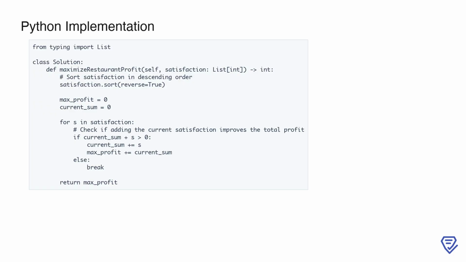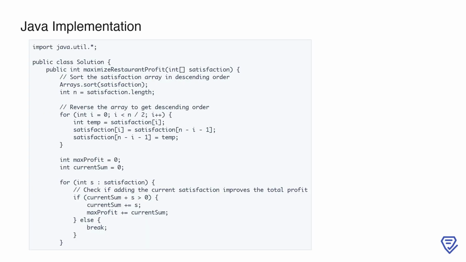Here, we begin by importing the necessary Java utilities and defining our solution class. The main method, maximizeRestaurantProfit, takes an array of integers called satisfaction as input. These integers represent the satisfaction levels of dishes. The goal is to maximize the total profit by preparing dishes in an optimal order.